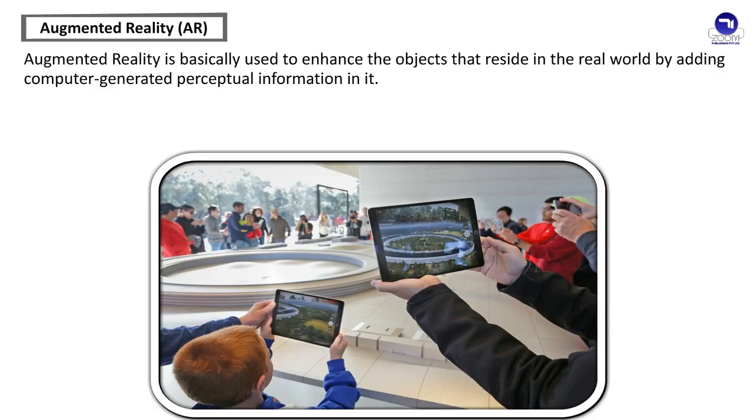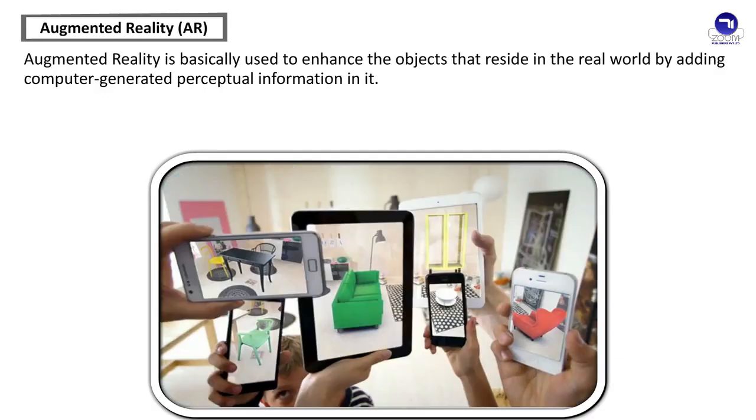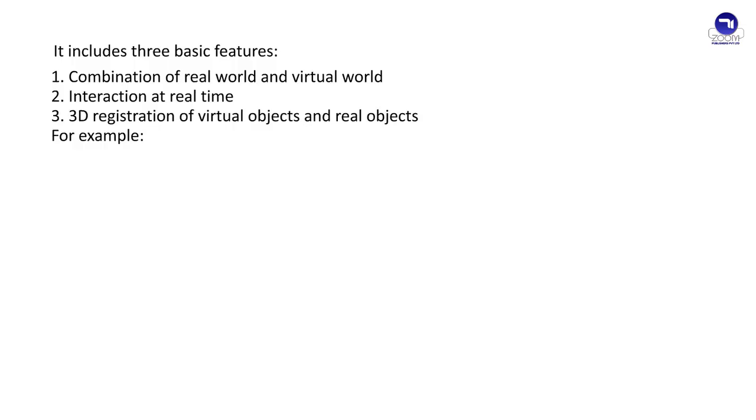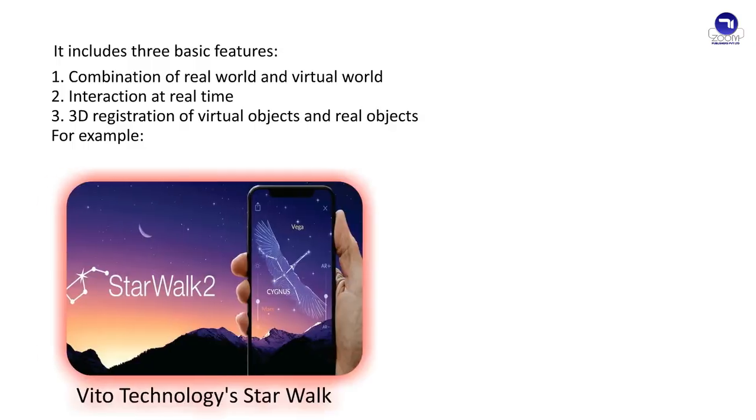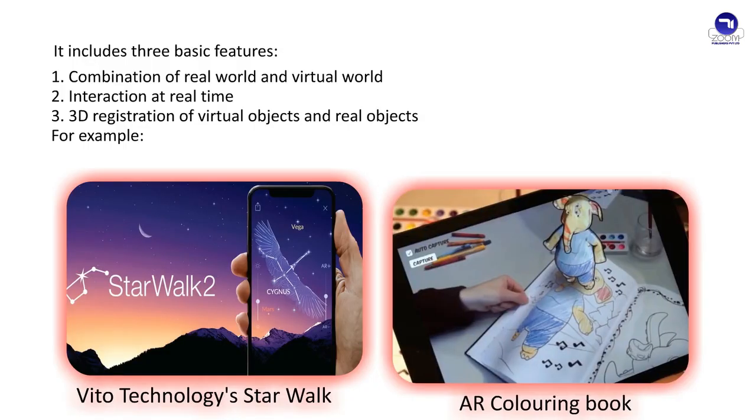Augmented reality is basically used to enhance the objects that reside in the real world by adding computer-generated perceptual information to them. It includes three basic features: combination of the real world and virtual world, interaction in real time, and 3D registration of virtual objects and real objects. For example, V2 Technologies' Star Walk and AR Coloring Book.